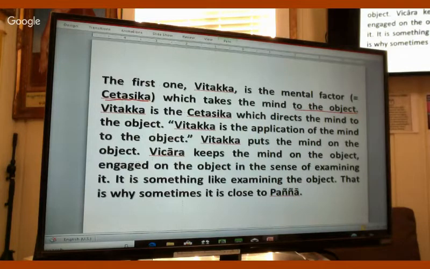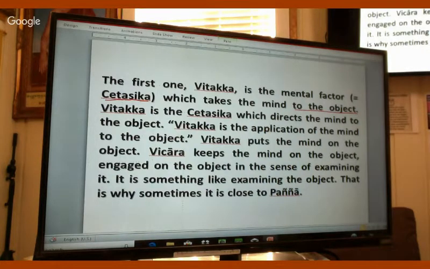The Buddha explains the king and villagers. But I explain with a nowadays example, more easy to understand. So Vitaka is like this. That's why the English translation of Vitaka is initial application. Initial application of the mind to the object. It's not clear, but they translate like that. I don't know how the English speaker understands that translation.